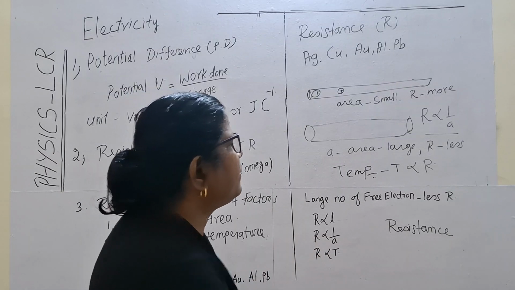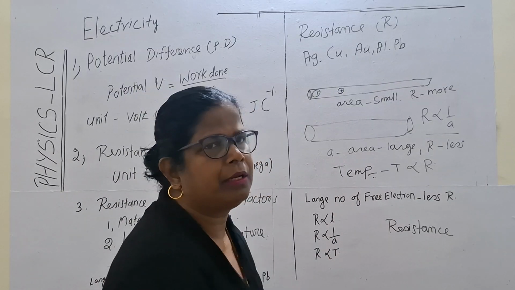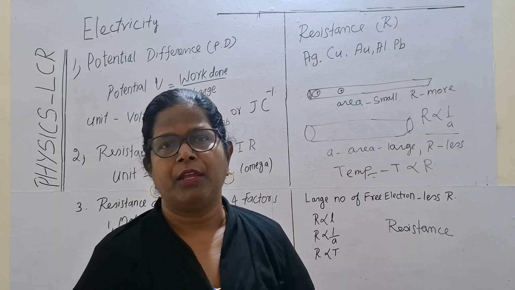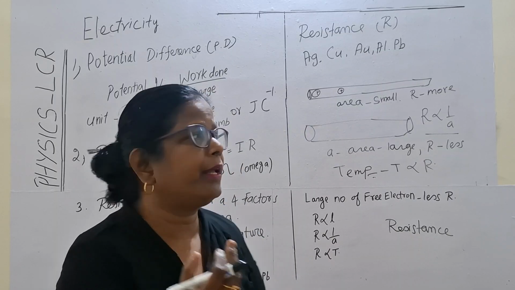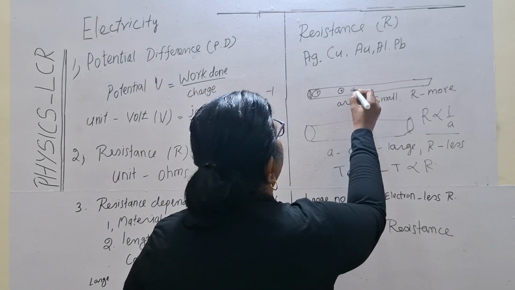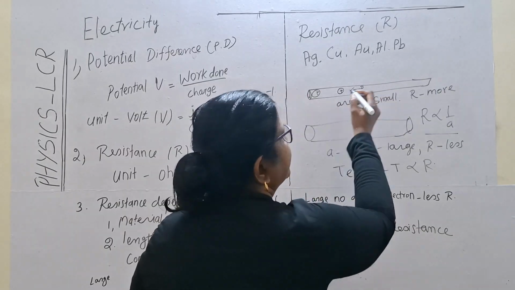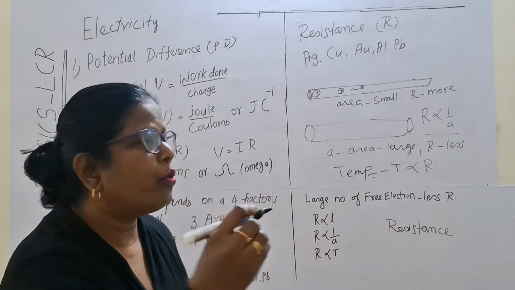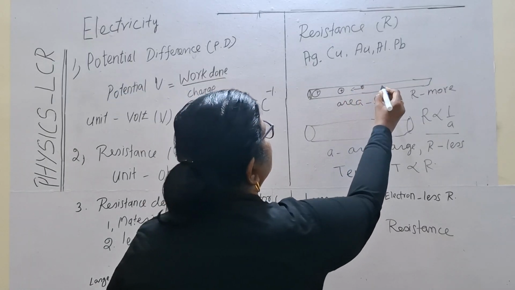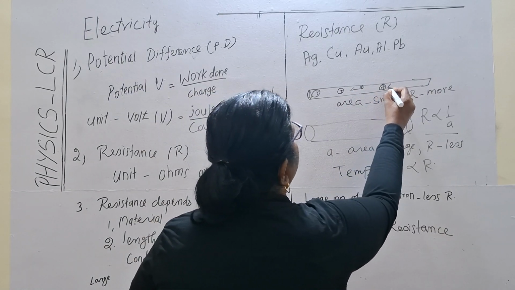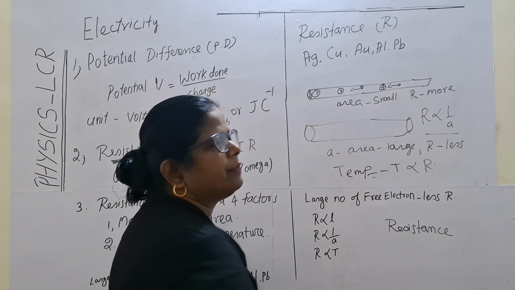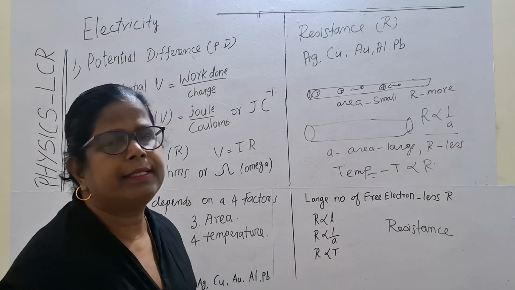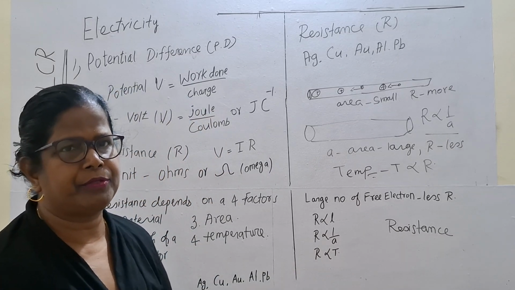Next, temperature is directly proportional. We are increasing the temperature. What happened? The electrons are going to heat also, and it increases. That's why resistance will be more. More pollution will occur. So resistance will be more. That's why resistance and temperature are directly proportional.